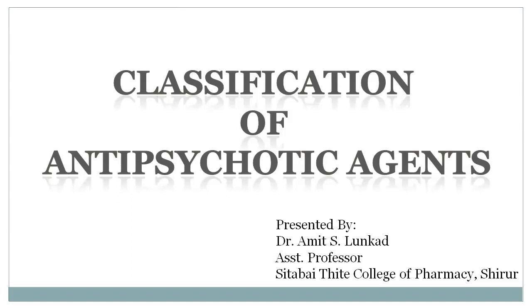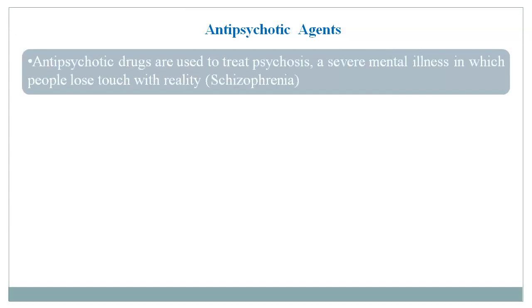So let's begin with the classification of these antipsychotic agents. But before that, a few important points regarding these antipsychotic agents. Antipsychotic drugs are used to treat psychosis. Psychosis is a severe mental illness in which people lose touch with reality, like schizophrenia.